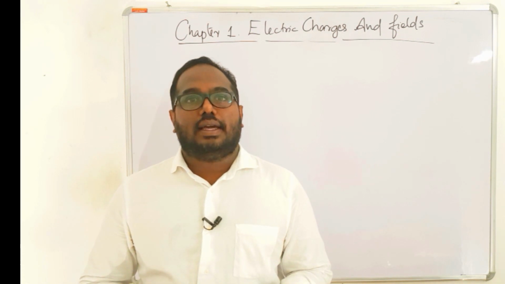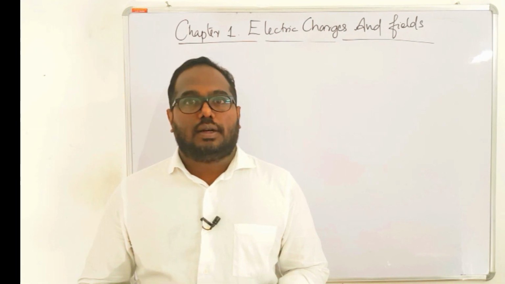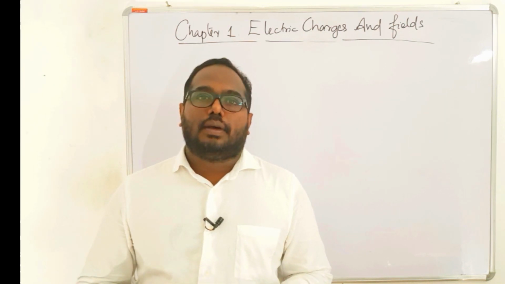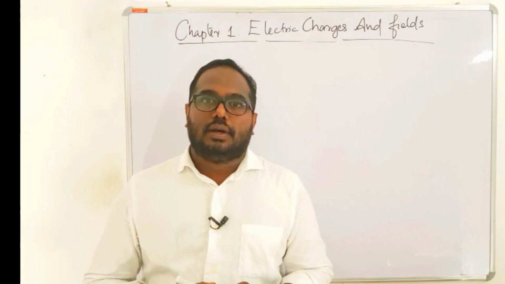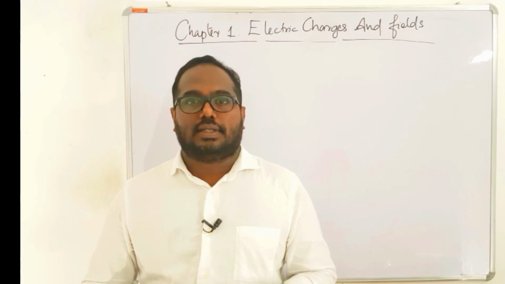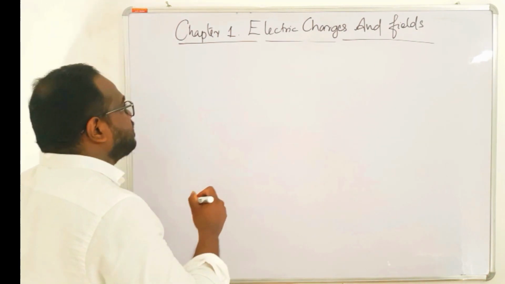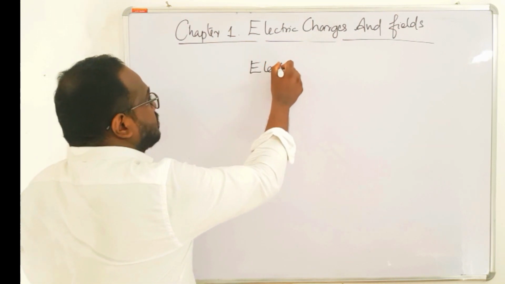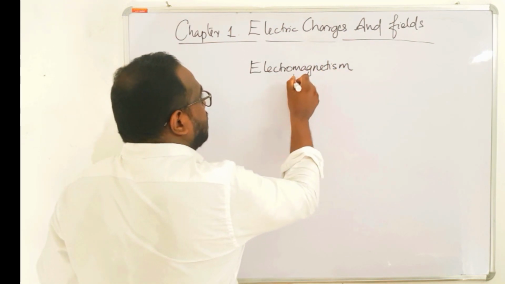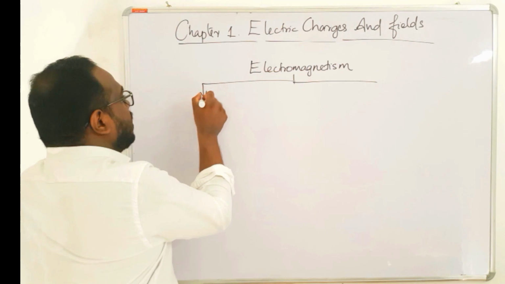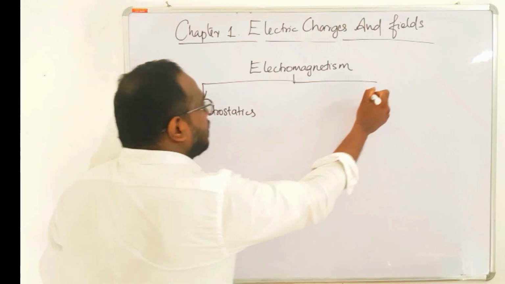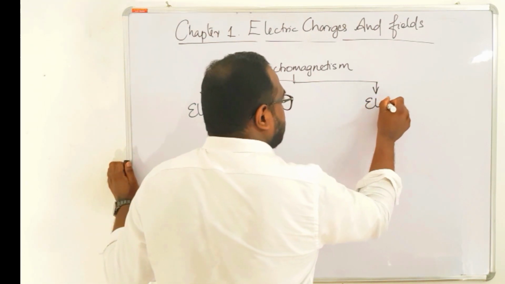Today we are going to start grade 12th Physics, chapter number 1, Electric Charges and Fields. In grade 12, the syllabus is divided into three parts. First part is electromagnetism, second is optics, and third is modern physics. Okay, in electromagnetism, two divisions are there. One is electrostatics and the second is electrodynamics.